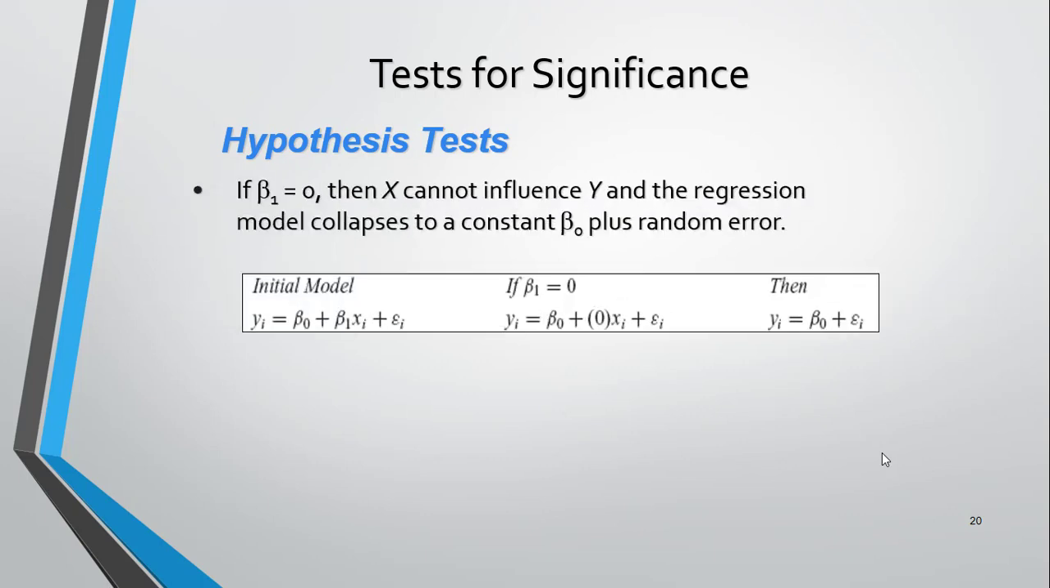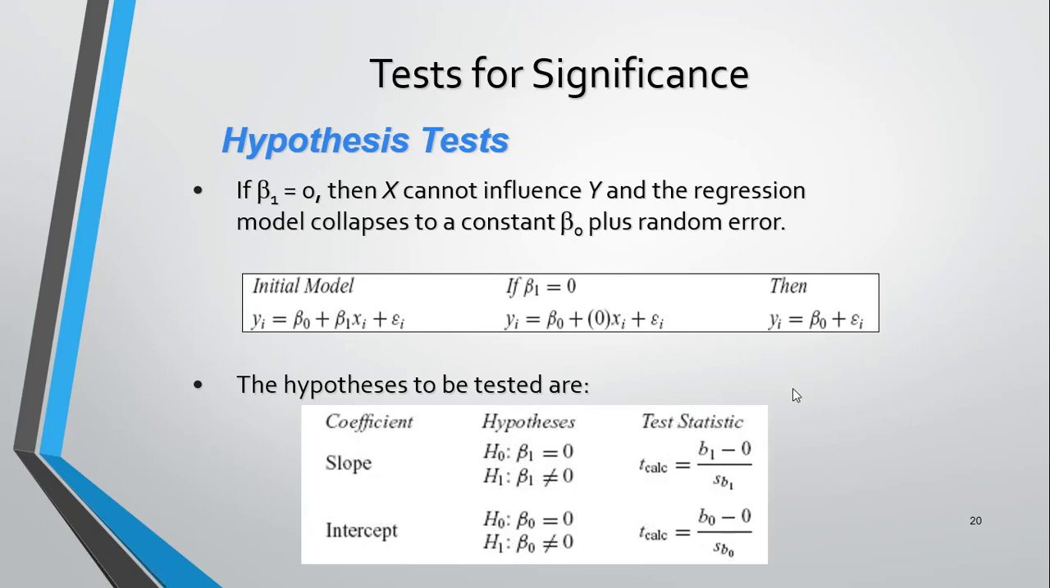How do you test for significance? In the hypothesis test, if beta 1 is 0, then X cannot influence Y. If beta 1 is 0, meaning the slope is 0, X does not have any impact on Y, and the regression model collapses to a constant B0 plus a random error. Y will simply be these two terms, so Y is basically constant. The hypotheses to be tested are whether the slope is 0 or not, and whether the intercept is 0 or not.